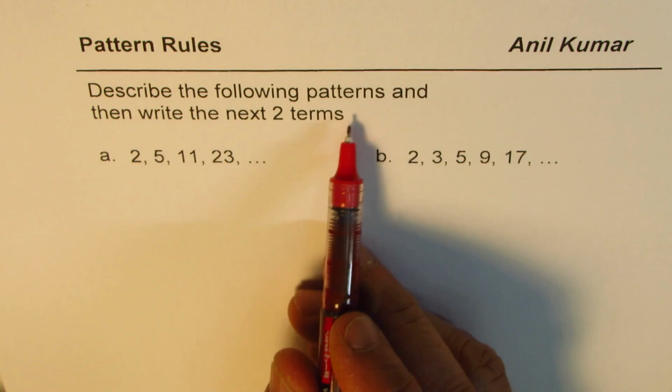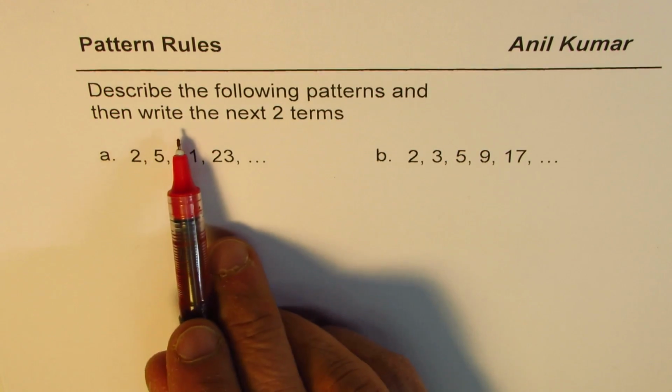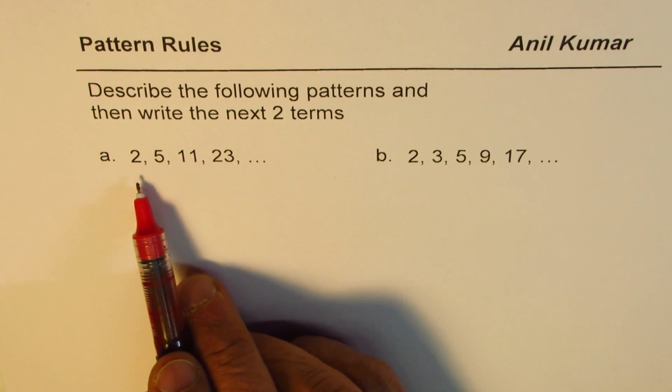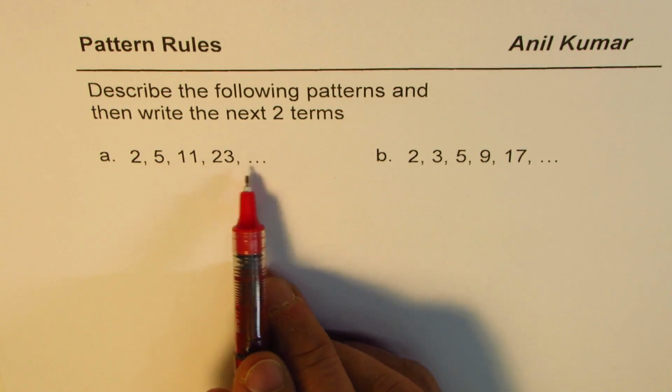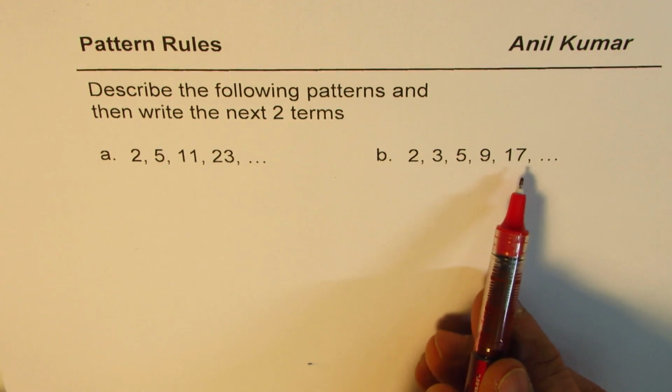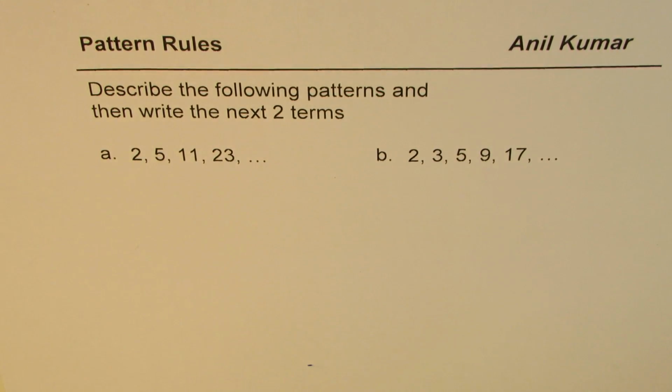You need to describe the following patterns and then write the next two terms. Pattern A is 2, 5, 11, 23 and so on, and B is 2, 3, 5, 9, 17. You can actually copy this question, answer and then look into my suggestions.